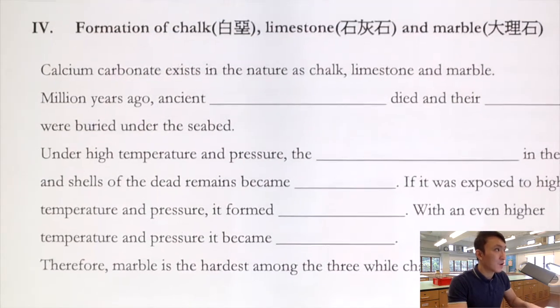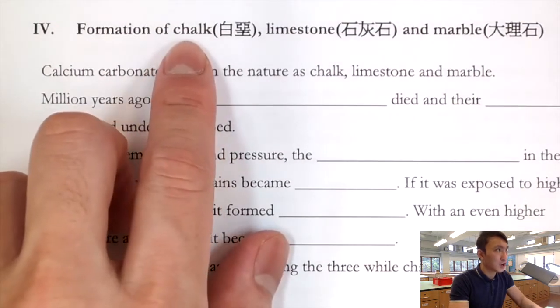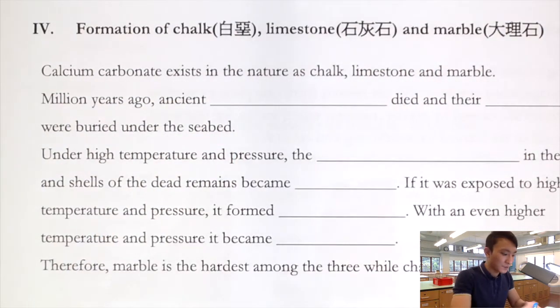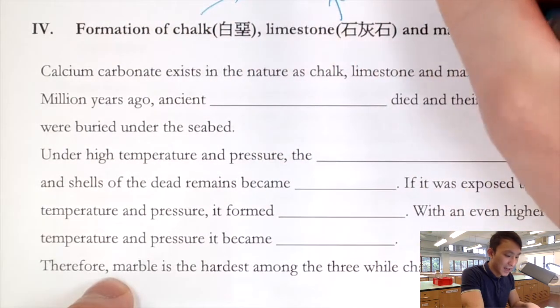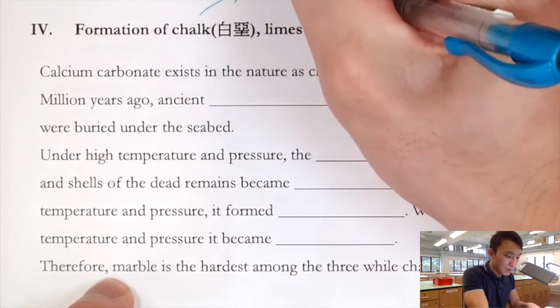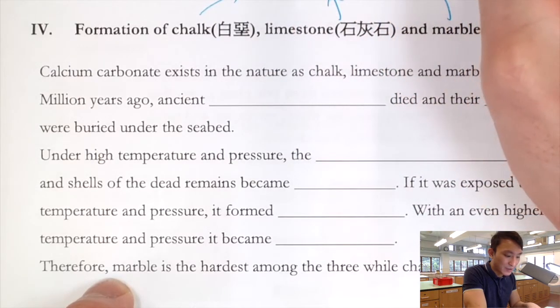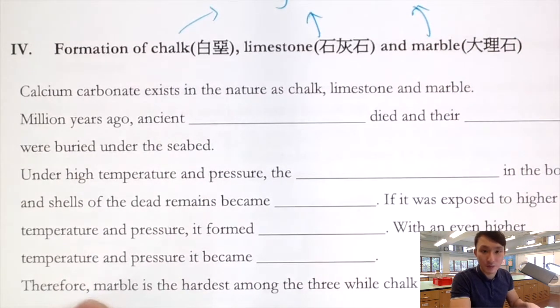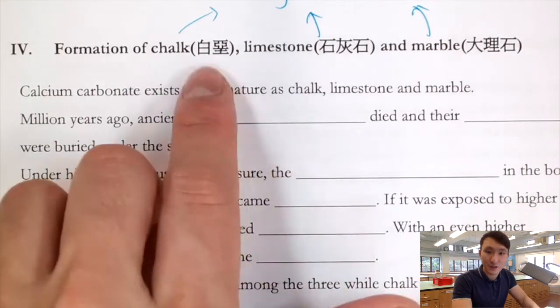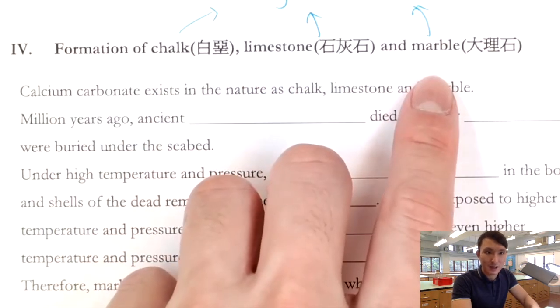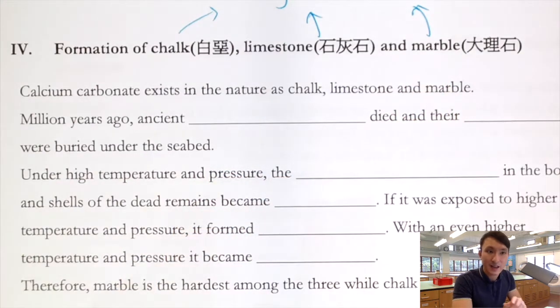Now here, first of all, we are trying to discuss the formation of chalk, limestone, and marble. Now, if you remember, all of these stones or rocks, they are actually referring to mainly calcium carbonate. So basically, they are different forms of calcium carbonate or different rocks that consist of calcium carbonate. And the first thing we're going to know is what are the differences and why we have three types, like how are they being formed in nature.